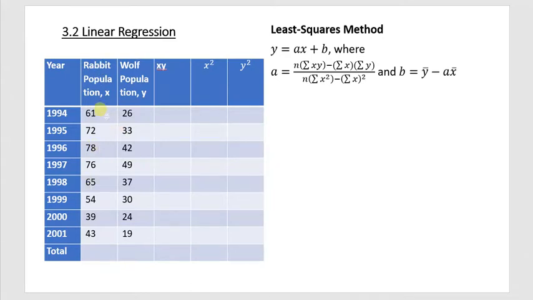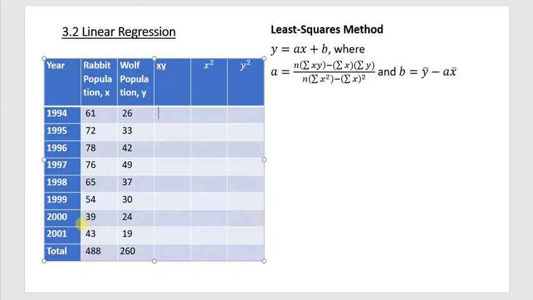Okay, so here is the information. So let's actually fill in this chart. So we're going to add all of the rabbit population, which is going to be X. So 61, 72, 78, 76, 65, 54, 39, 43. I get 488. Okay, and let's add the wolves: 26, 33, 42, 49, 37, 30, 24, 19. I get 260.